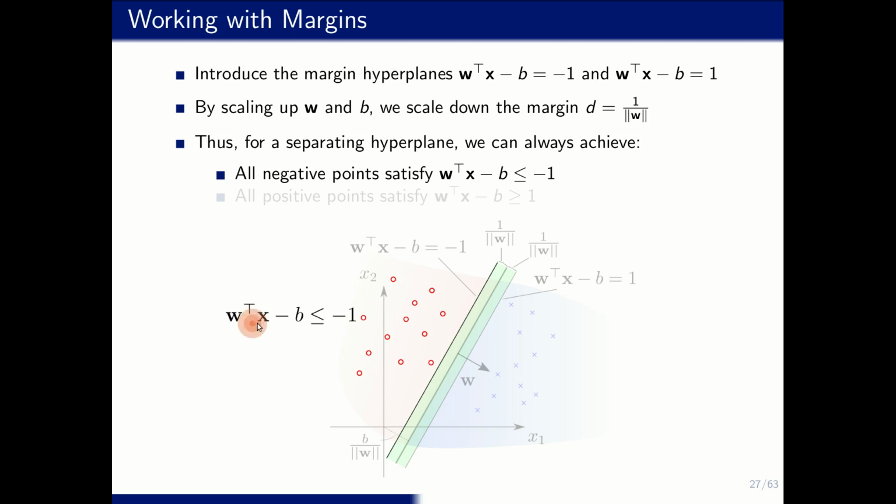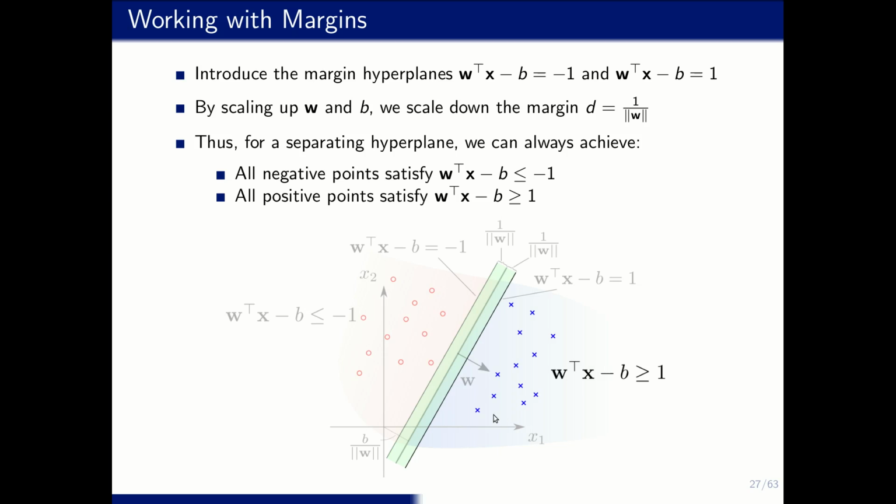This constraint, w x minus b smaller equal -1, means all the negative points lie on this side of this negative margin hyperplane. And also we can fulfill a similar constraint for the positive points, w transposed x minus b larger equal 1, which means all the positive points lie, not strictly, on this side of this margin hyperplane. We can always achieve these two constraints just by scaling up w and b, because we can move the margin hyperplanes closer and closer to the separating hyperplane.